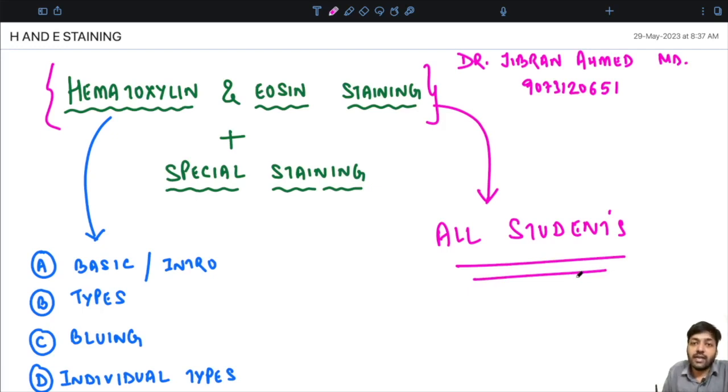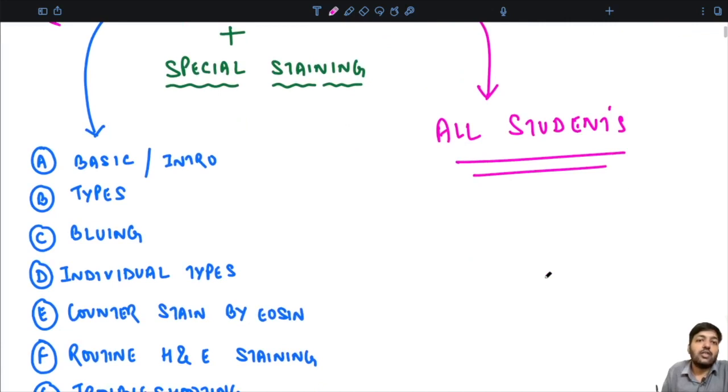You will be given a particular slide and you will be asked to stain and perform the steps of staining. So please stay tuned till the end of the lecture, because this is a very important topic and you might not like to lose any important point. So let us begin today's topic of discussion.